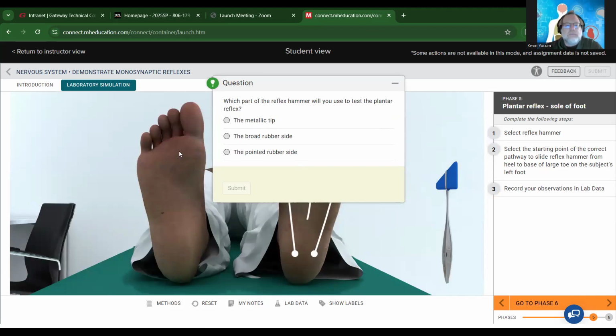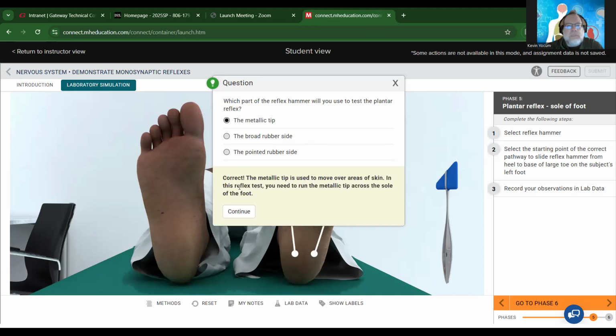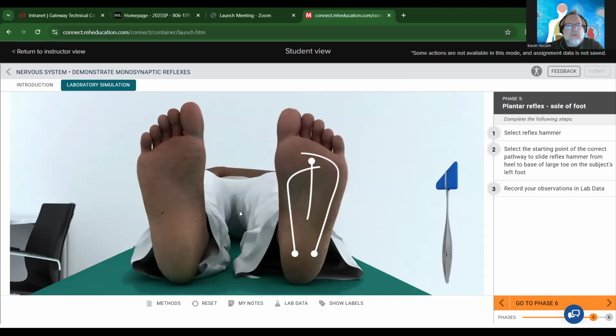Plantar reflex. So bottom of the feet, plantar reflex. This one, we're not going to whack it like we've been doing with the hammer. This time, there's one part we haven't used yet, and that's that metallic tip. So that's what we're going to use to do the plantar reflex. The metallic tip is used to move over areas of skin. In this reflex, you run the metallic tip across the sole of the foot.